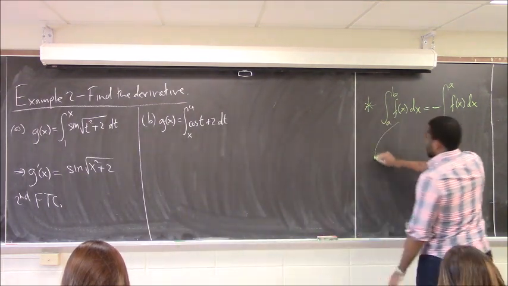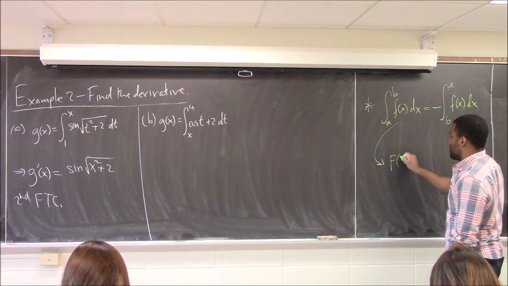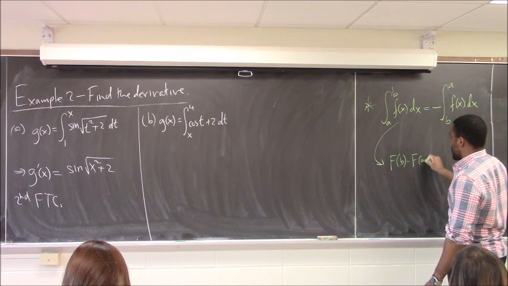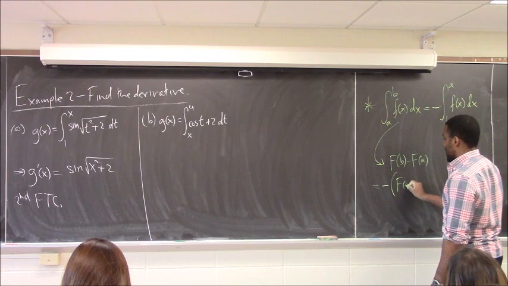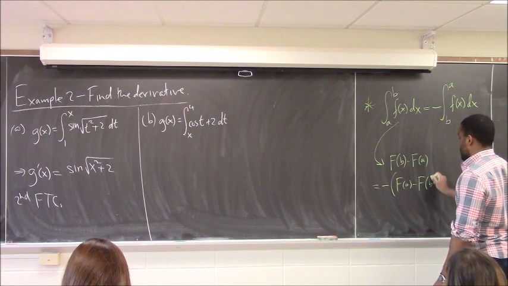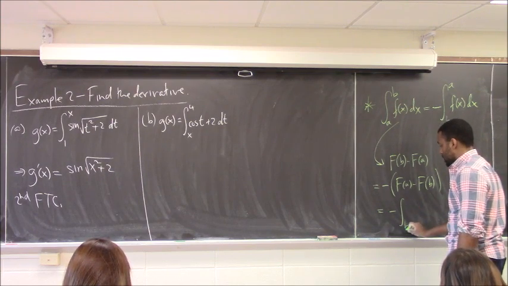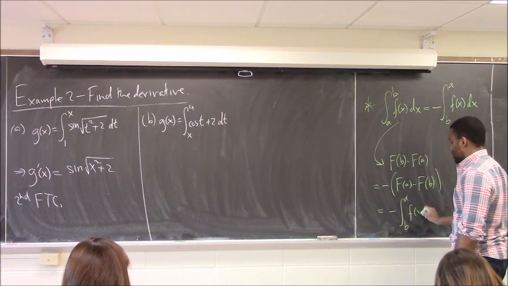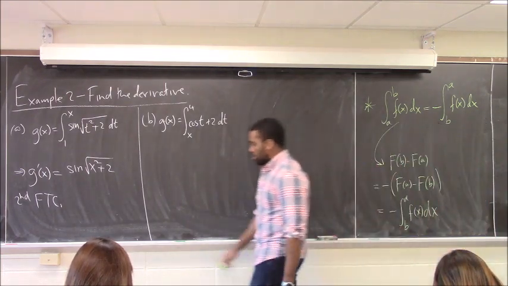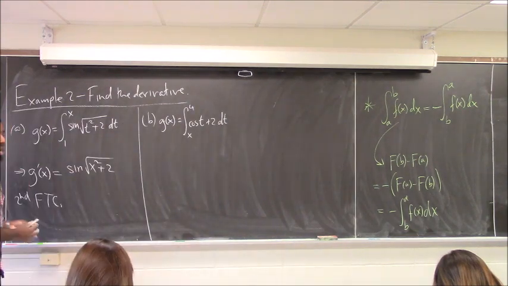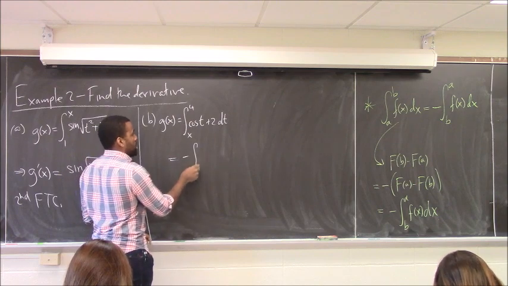Another way to see this is that by the first fundamental theorem of calculus, this is going to be big F of B minus big F of A, which is the negative of big F of A minus big F of B, which again by the first fundamental theorem of calculus is what we get when we put B down here and A up there. So with that notion, this is easily dealt with just by putting a negative sign in front.